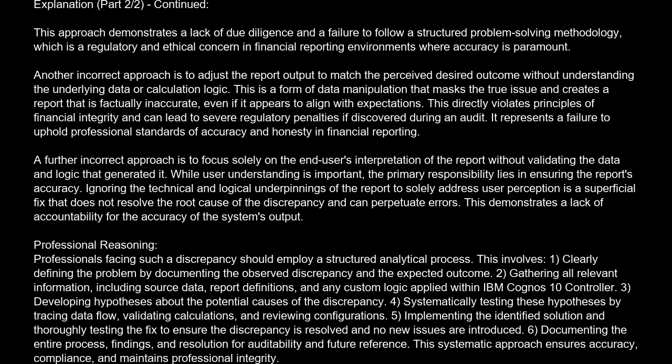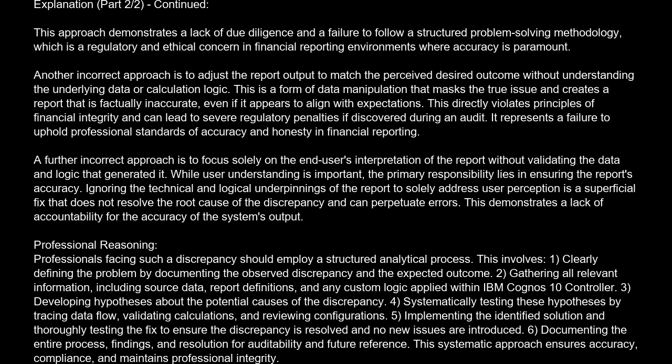A further incorrect approach is to focus solely on the end user's interpretation of the report, without validating the data and logic that generated it. While user understanding is important, the primary responsibility lies in ensuring the report's accuracy. Ignoring the technical and logical underpinnings of the report to solely address user perception is a superficial fix that does not resolve the root cause of the discrepancy and can perpetuate errors. This demonstrates a lack of accountability for the accuracy of the system's output.